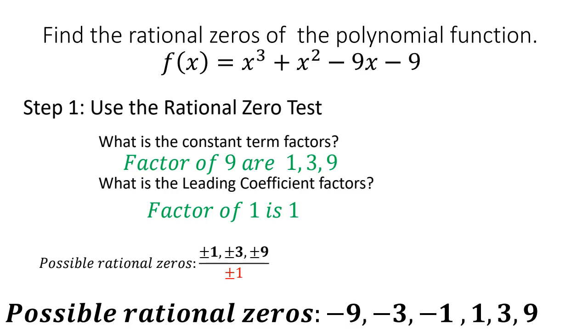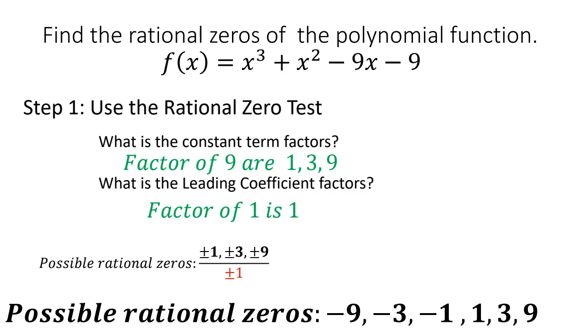For the rational zero test, it says that you're going to get the factors of the constant term, which in my case is 9, and I just want the value of the constant term. And I'm going to get the factors of the leading coefficient, which in my case is 1.